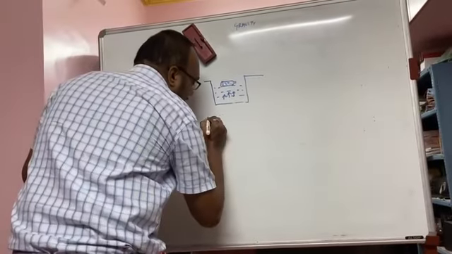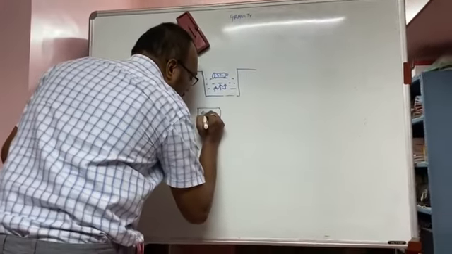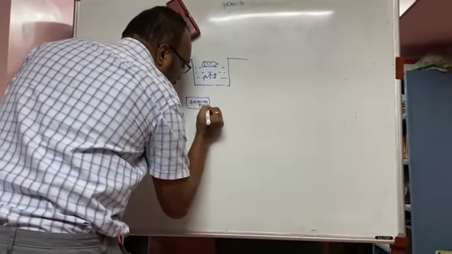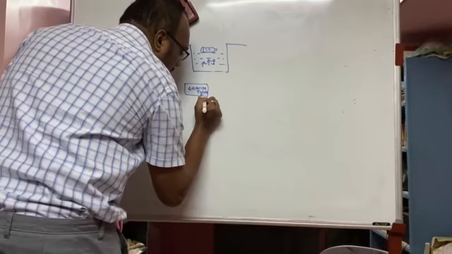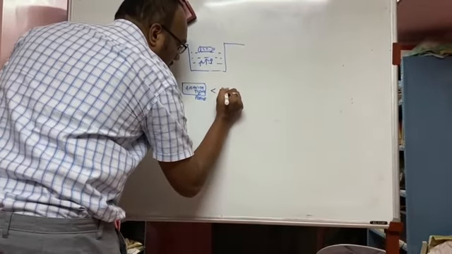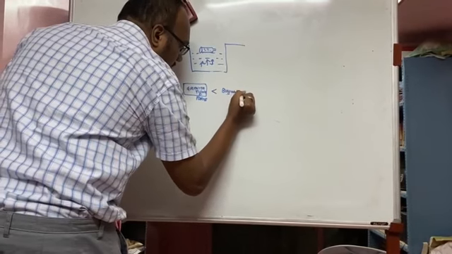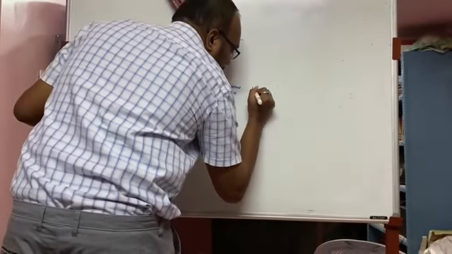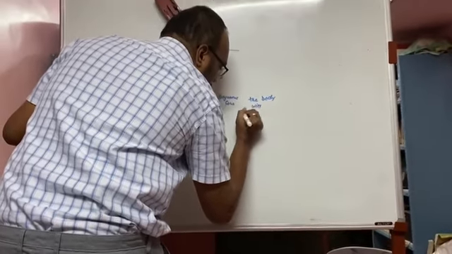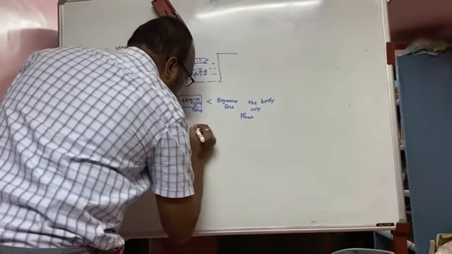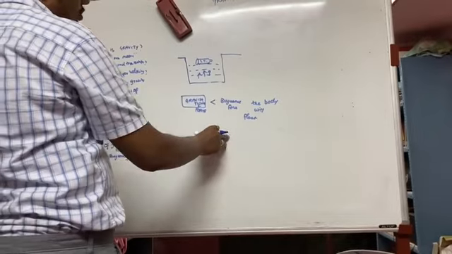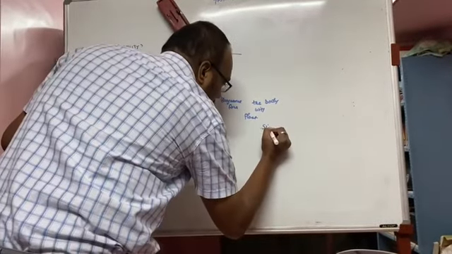So if we take the gravitational force which is less than the buoyant force, the body will float. If it is the other way around, where the gravitational force is very high compared to the buoyant force, then it will sink. Thank you.